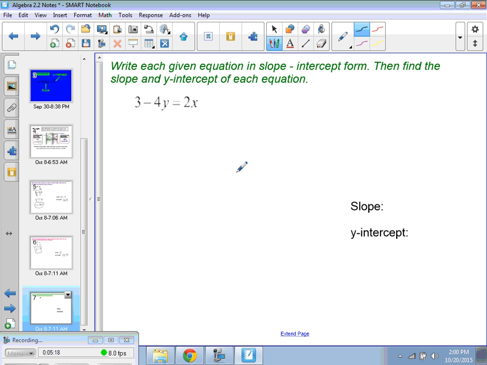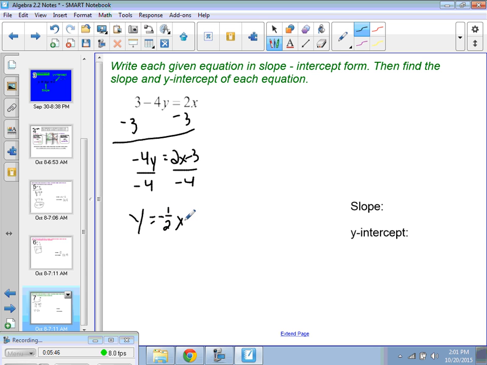Okay, and the last one we have, we need to write this in slope-intercept form. So I'm going to start by subtracting 3. So I have negative 4y equals 2x minus 3. I divide both sides by negative 4. So y equals negative 1/2 x plus 3/4.